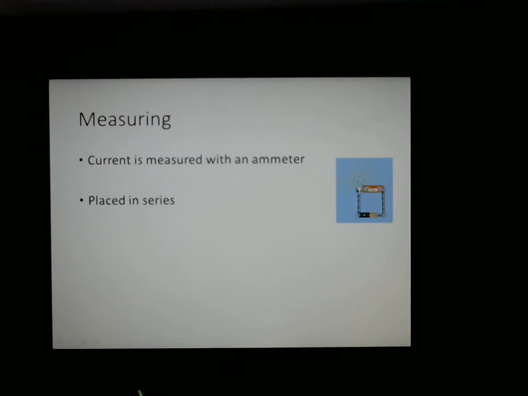Okay, nice and easy. But to make this work without stuffing up our circuit, the ammeter needs to have a very low resistance. It needs to not push back against the electrons very much, otherwise it would slow things down and we wouldn't be getting a real measure of the current. And so if you place it in parallel, the electricity will go through the ammeter and not the item that you're trying to measure the electricity going through, and probably blow it up.